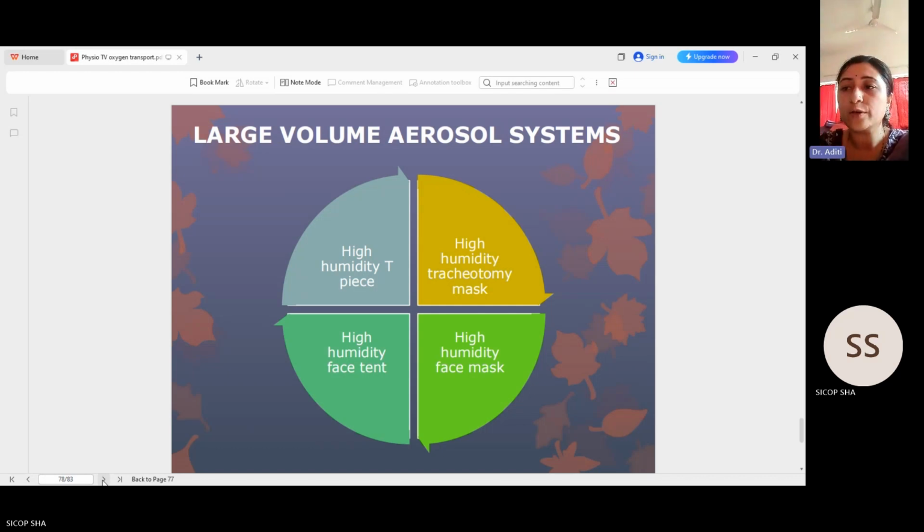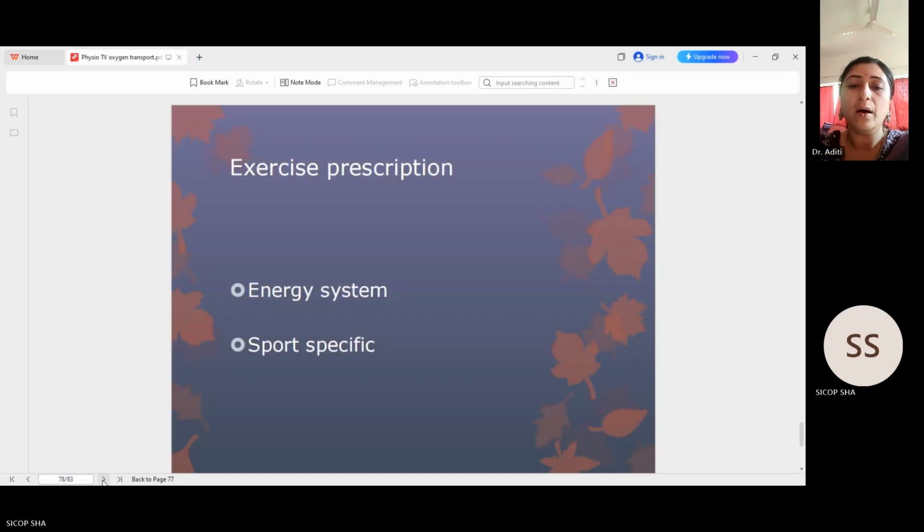Sorry, large volume aerosol systems again can be divided into high humidity TPs, or high humidity tracheostomy mask, or high humidity face tent, or high humidity face mask again. So these fall under the high flow systems. Next, this was all about the oxygen delivery systems, and last but not the least, the exercise prescription.